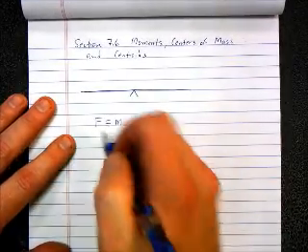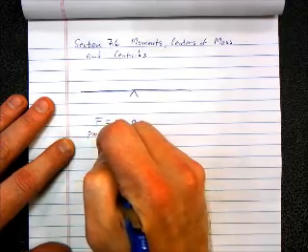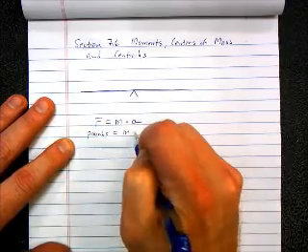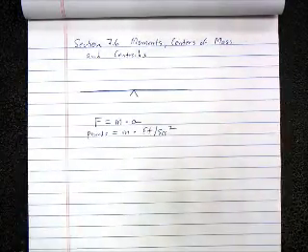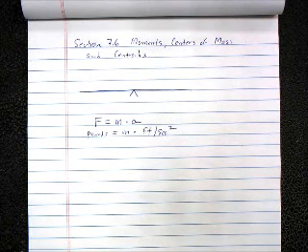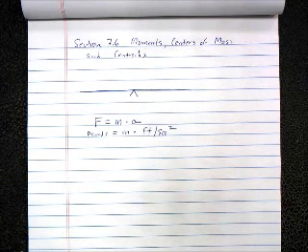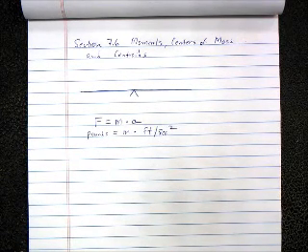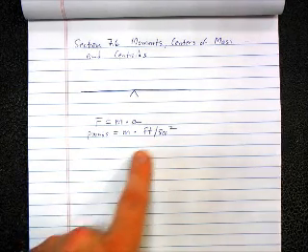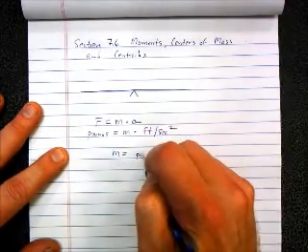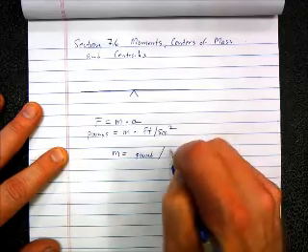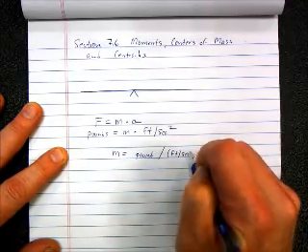So in the U.S. system, force is in pounds, and mass is in feet per second squared. I'm sorry, I said mass, didn't I? I meant acceleration. Acceleration is in feet per second squared. So what are the units on mass? Other way around. To get mass all by itself, you would divide by feet per second squared, wouldn't you? So the units on mass is pounds divided by feet per second squared.